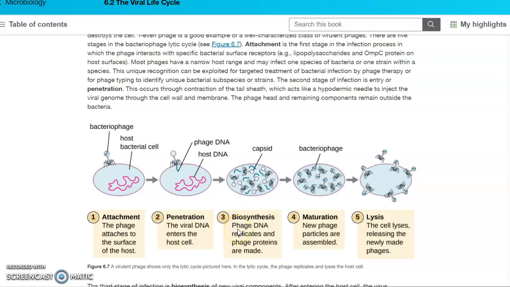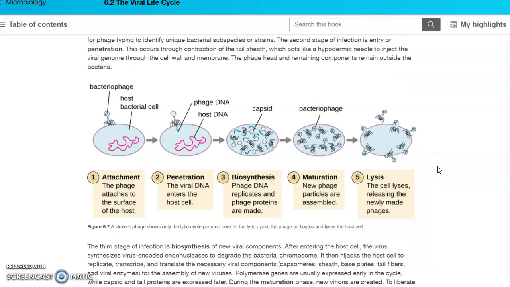Then we have biosynthesis. This is when the phage starts to replicate, the DNA starts to replicate, and all of the different components of the phage proteins are made. And then maturation is when they are assembled. So now the capsid and the DNA and all of these other pieces are assembled into the complete bacteriophage, and then we get lysis. All of those new bacteriophages now explode out of the cell, and they're going to go on and find new host cells and start this cycle over again. Okay, so this is the lytic cycle because it causes lysis of the host cell.